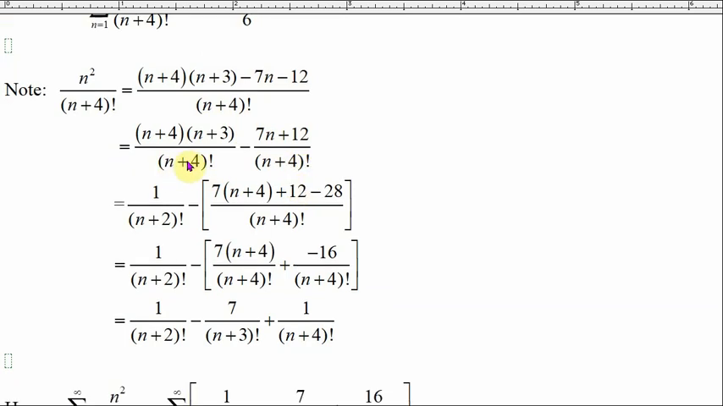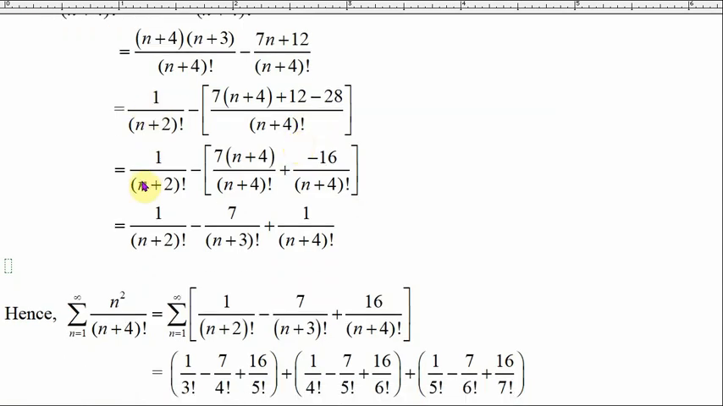And then notice right here, (n plus 4) factorial is (n plus 4) times (n plus 3) times (n plus 2) factorial. The factors n plus 4 cancel out, and the factors n plus 3 cancel out, and what's left is just (n plus 2) factorial. And then for the 7n plus 12, I'm going to rewrite it as 7 times (n plus 4), and then plus 12, and then minus 28. And so we simplify all of this, and we get 7n plus 12.